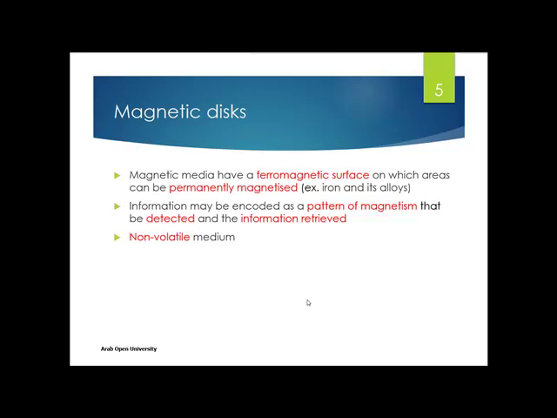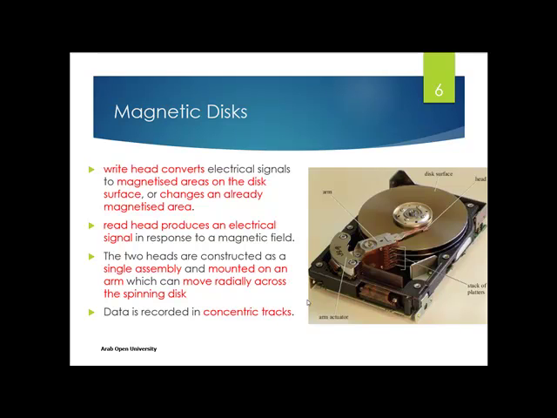In the next slide we're going to talk about how reading and writing operations are performed in such a disk. Let's start with the writing operation. In a hard disk drive, you can see that we have this arm with the read and write heads at the end of this arm. We have these concentric ferromagnetic disks, and the write head converts the electrical signals coming to the disk into a pattern of magnetism on the surface of the disk.